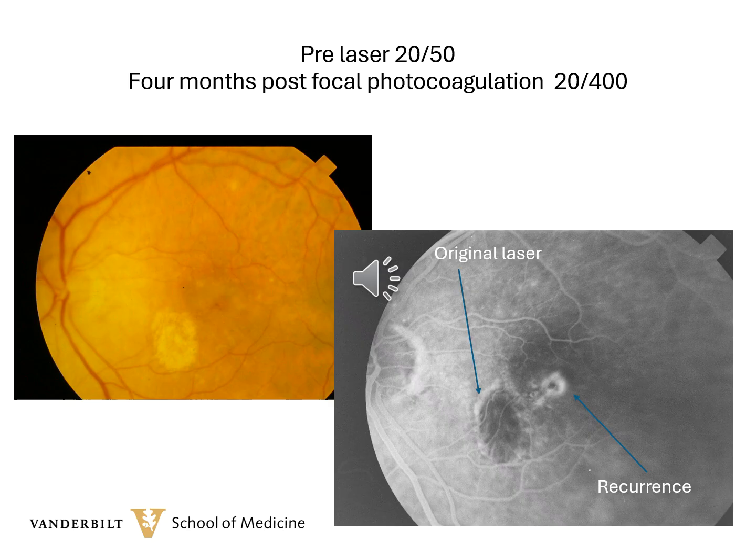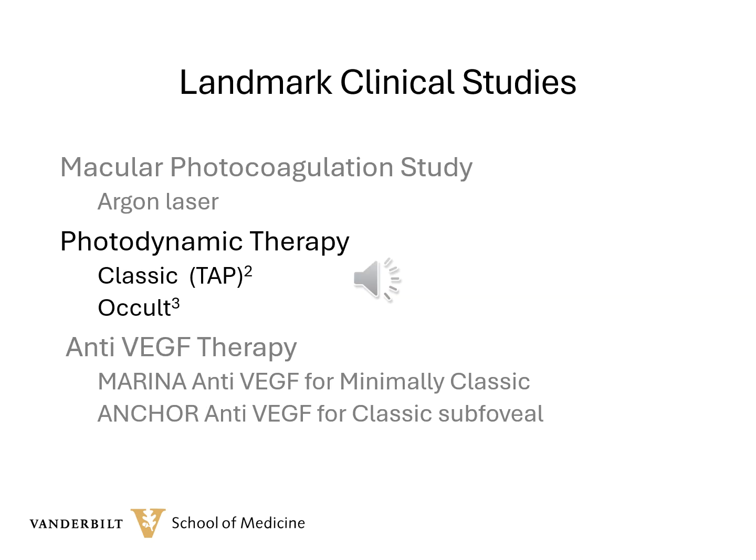Here is an example of another one of my patients who started with vision of 20/50. However, 4 months later, the membrane recurred and the recurrence is now subfoveal. So, while laser photocoagulation did work, there's only a small subset of patients for whom we could preserve the central vision. In the early 2000s, photodynamic therapy was developed.